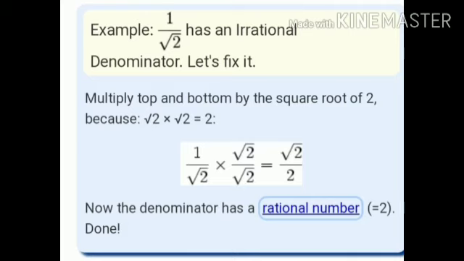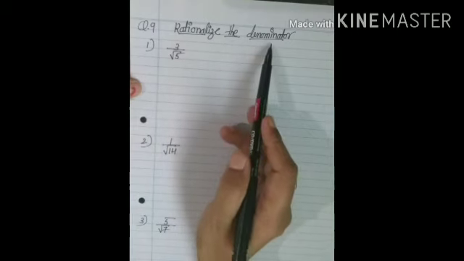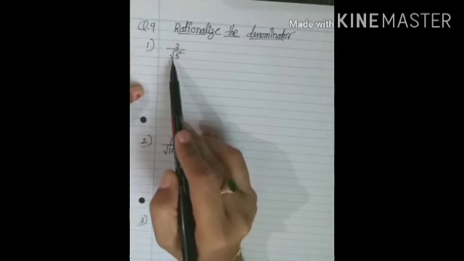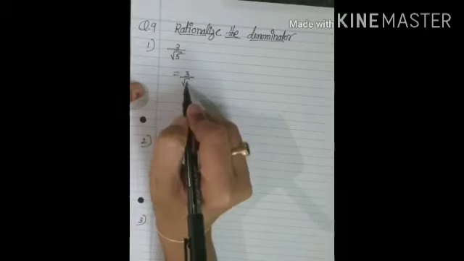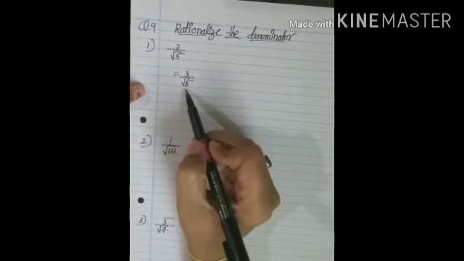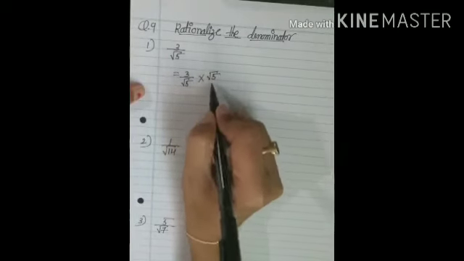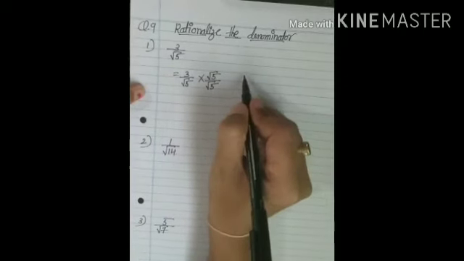Now, children, we will start question number 9. First question. Question number 9, rationalize the denominator. First one, 3 upon root 5. Children, rationalize the denominator means removing the radical sign from the denominator place. So what do we have to do, children? 3 upon root 5. Here, what is the number in the denominator? Root 5. So multiply by root 5 upon root 5. Numerator and denominator both you have to multiply.